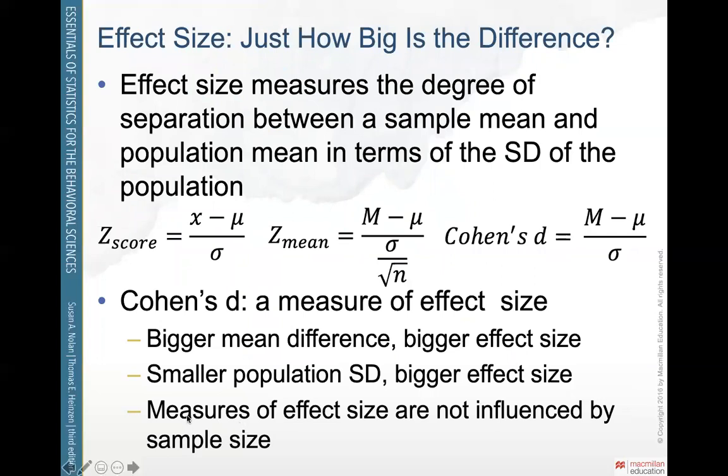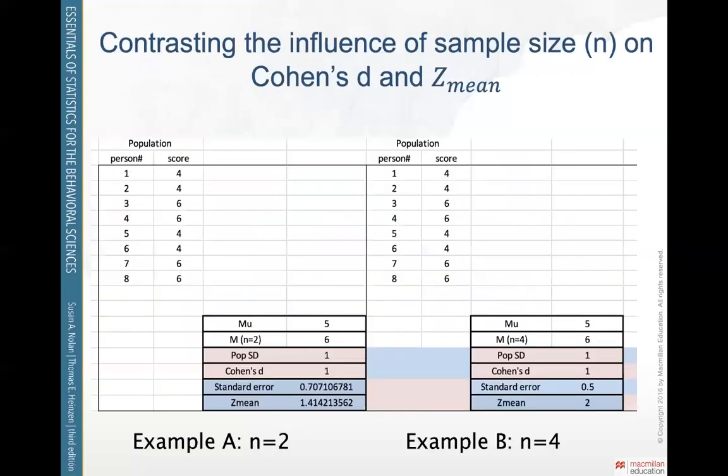Okay, so the last bullet point here, measures of effect size are not influenced by sample size. We've already talked about why that is, because the Z-mean equation has the sample size in the denominator, where the Cohen's d equation does not. I want to give a concrete example. The book doesn't really provide an example of this, so I'm providing a very concrete example to illustrate how Cohen's d, the measure of effect size, is not influenced by sample size, but the Z-mean is influenced by sample size.